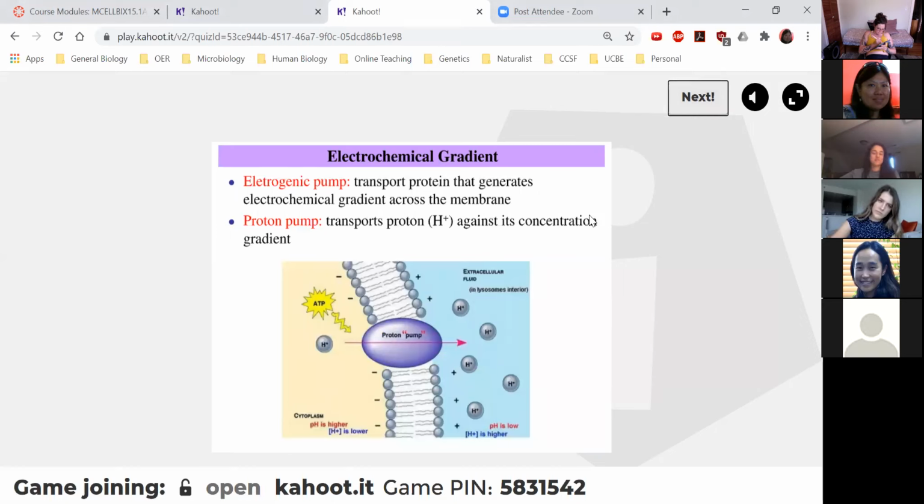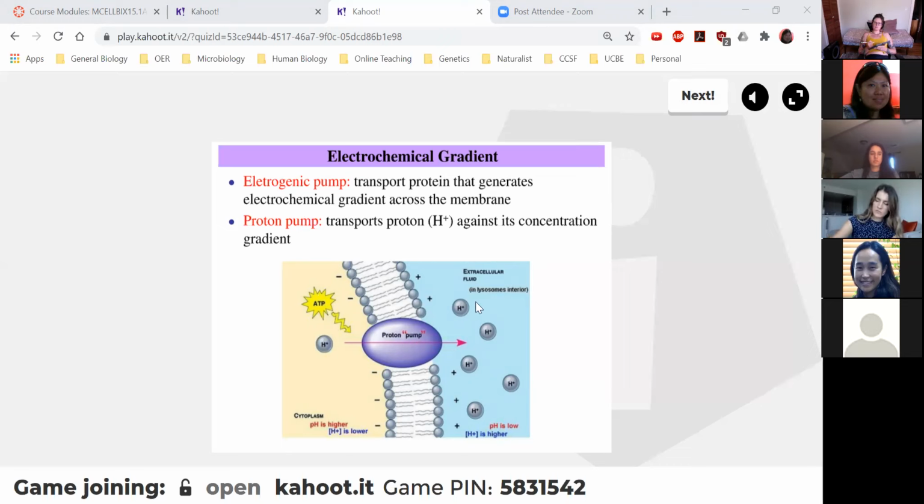So the electrochemical gradient, like I said, is a chemical gradient, but it's also an electric gradient. Another example of these electrochemical gradients is the proton pump. They literally use the energy from ATP to pump hydrogen ions, which are also called protons, from low concentration to high concentration. This is a picture showing the lysosome.